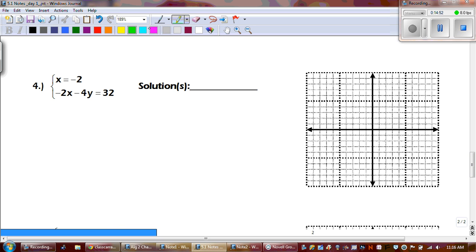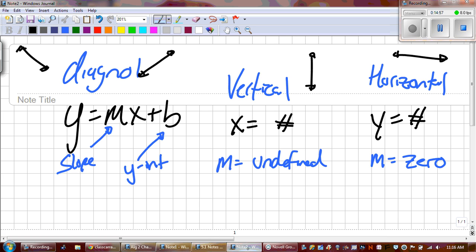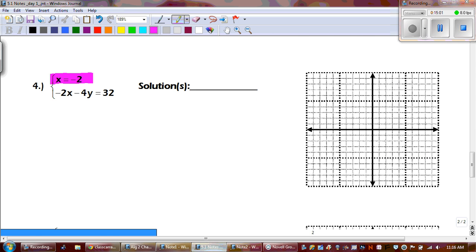Right away, x equals -2. Okay, that's a vertical line. Okay, it's an x equals. So I'm going to go straight to where x equals -2. I'm going to draw my point, and that is where my line comes from.